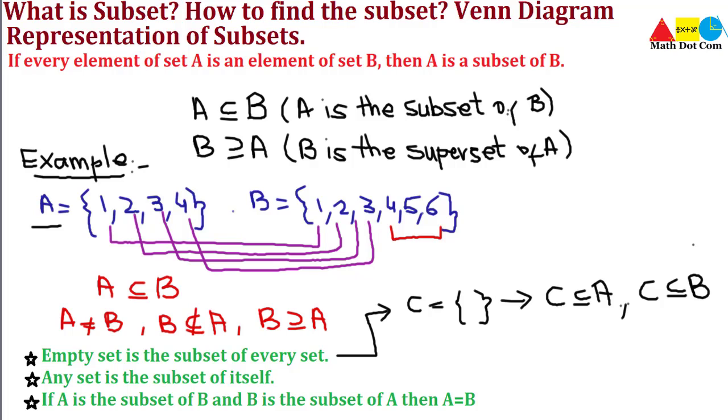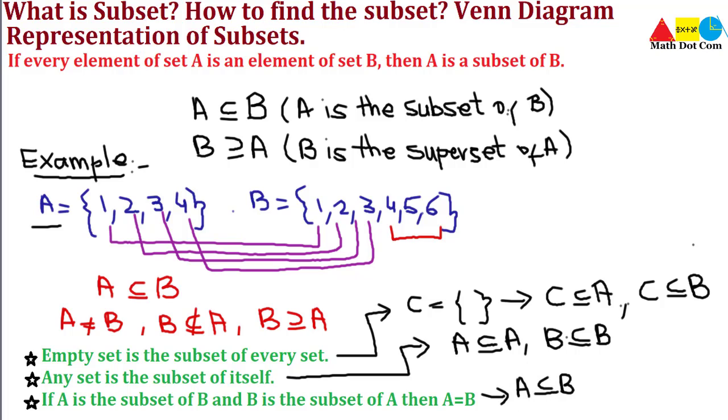This is the second point. According to this point, you can say that A is a subset of A, or B is a subset of B. So it means any set is a subset of itself as well. Then if A is a subset of B and B is a subset of A, then A is equal to B.